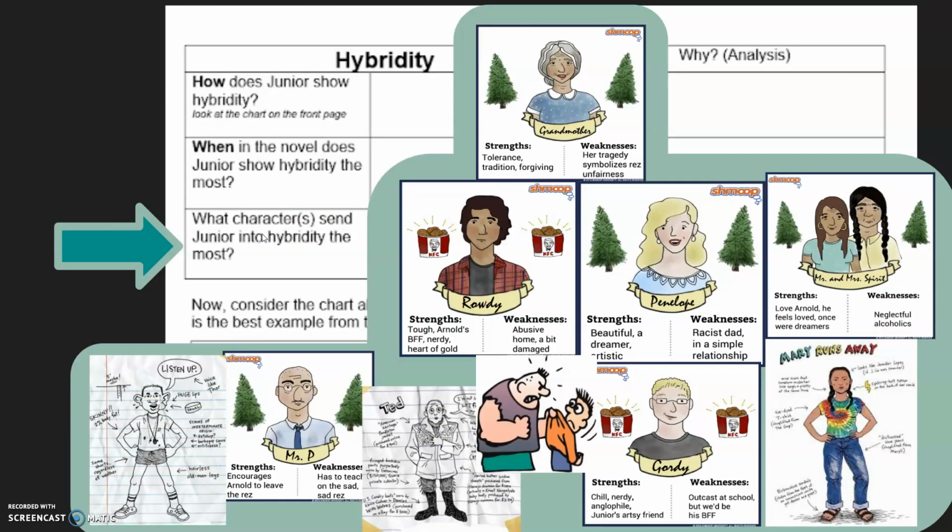And finally, which characters send Junior into hybridity the most? Who either teaches him how to blend these two worlds and engage with two different cultures, or encourages him to do that? Or what's a character or a friend that he makes even at Reardon High School that helps him figure out his role in hybridity, in living in two different cultures? There's lots and lots of different characters that could fit this. Okay, as long as you're explaining why this character is really, really good at showing Junior what it looks like to live in hybridity, you can choose many different characters.